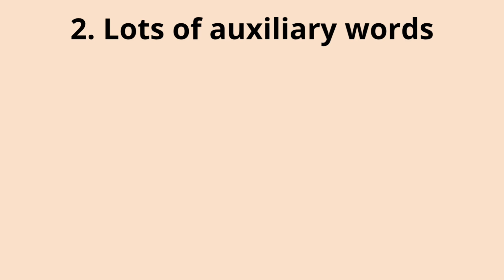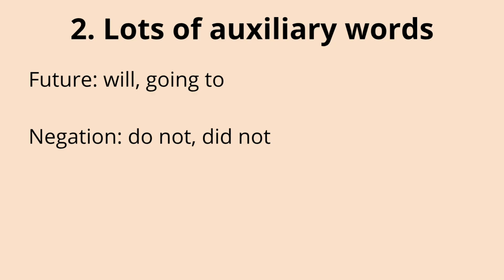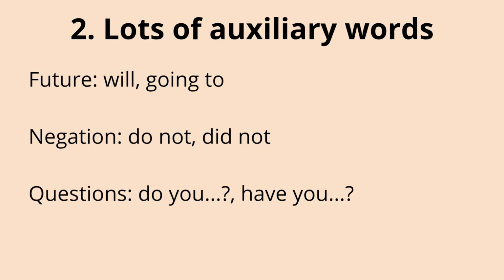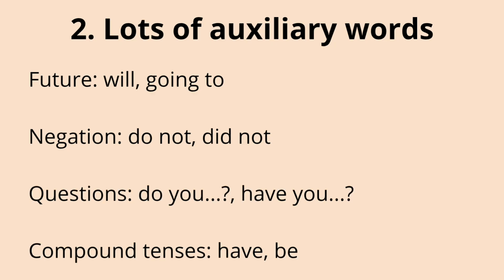Second, English uses lots of auxiliary words. For the future, will, going to. For the negation, do not, did not. For questions, do you, have you. And for compound tenses, have and be. Sure, there are still some morphological markers, like irregular plural, often with an S, and possession, also with an S. But these are limited in number, and they don't apply to adjectives, articles, or plural verbs.